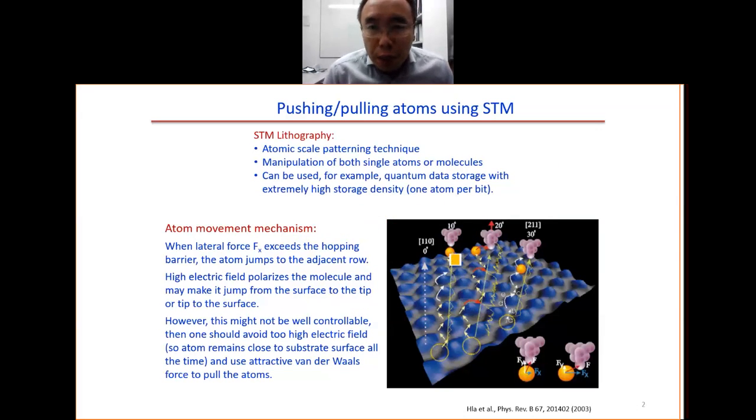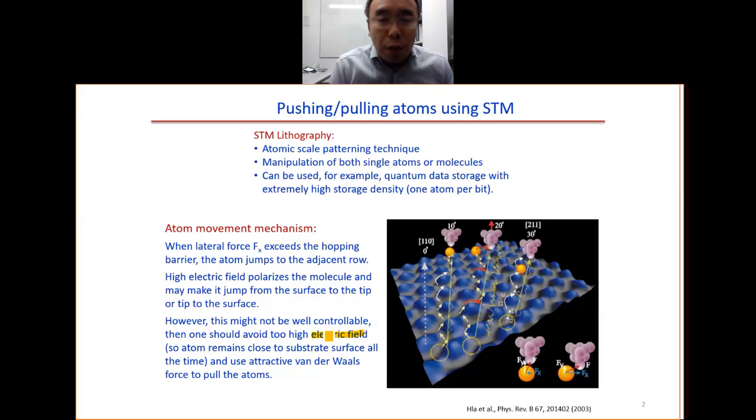So for example, you have this atom here. You approach the tip to this atom, and then you apply some electrical field. There is a force. There will be the electrostatic force, and there will also be the van der Waals force. Then you move the tip along the surface. This way you can put the atom wherever you want.